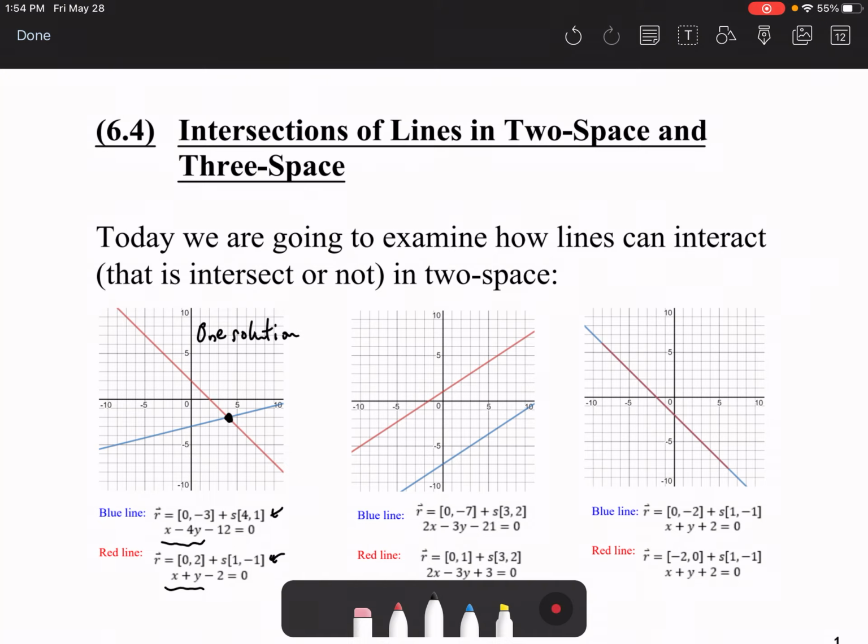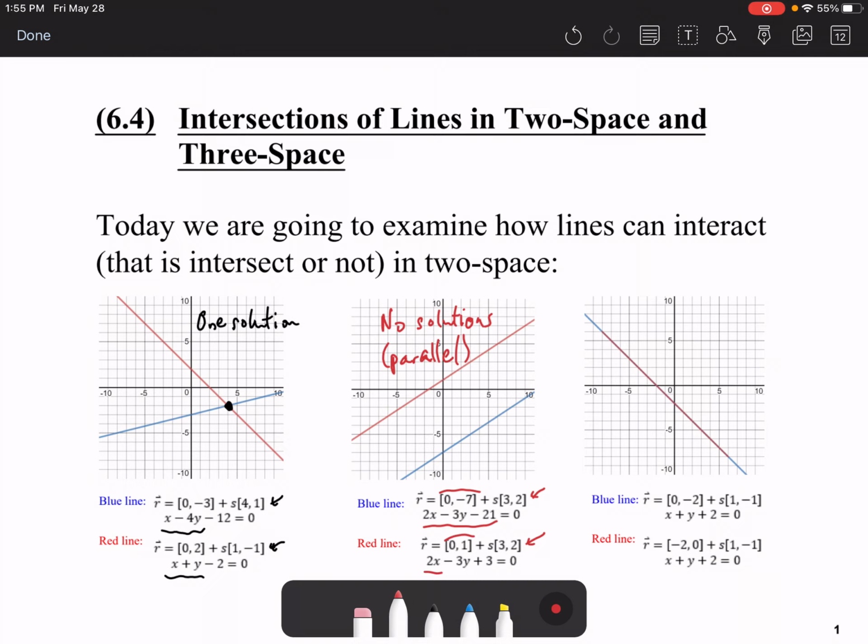You could also have no solutions. This occurs when you have parallel lines. This you can tell readily from the directional vectors. They're the same, but however the starting points, you're not too sure. They could be similar yet different. But if you look more at the scalar equations, you'll notice the normals are the same, but the c values are completely different.